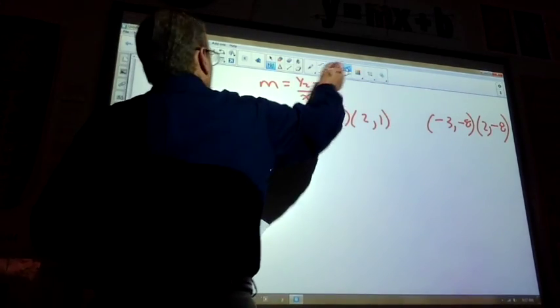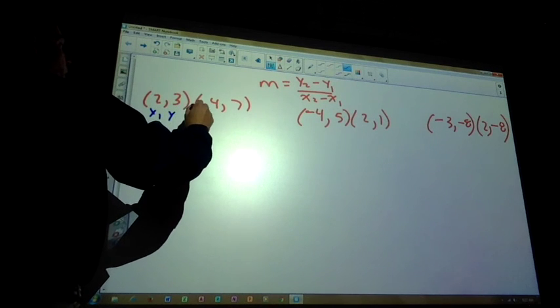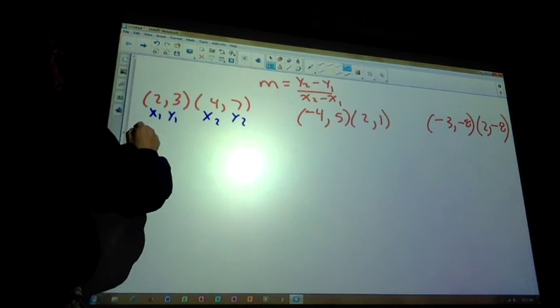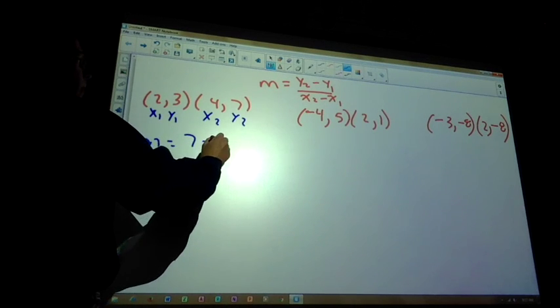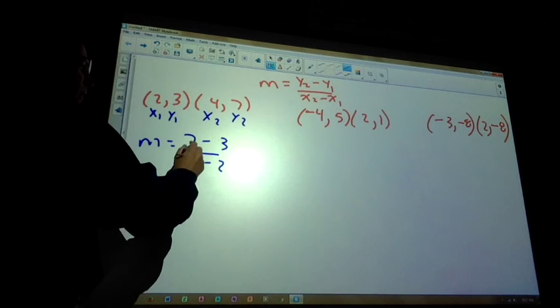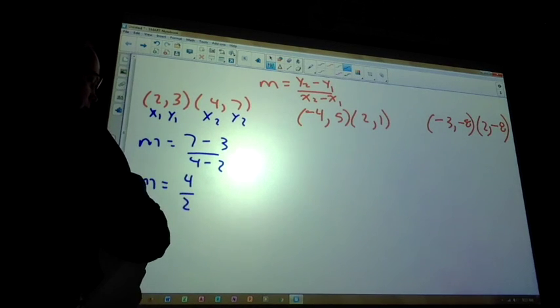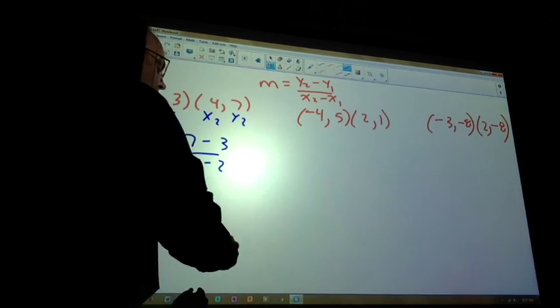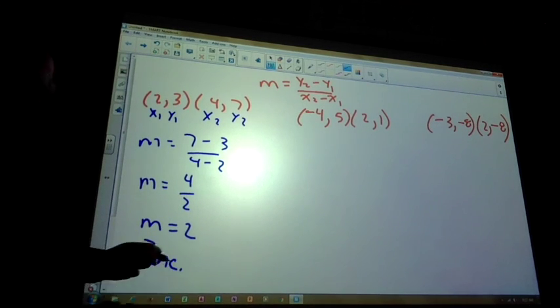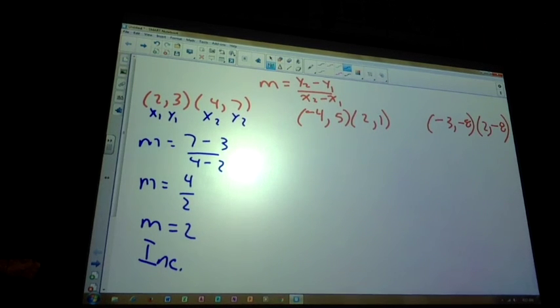So when I come up here, I'm going to label this x1, y1, x2, y2. And we'll plug into our equation. So I'm going to get 7 minus 3 and 4 minus 2. So what is that? 4 over 2, which reduces just to 2. Okay? Being this is a positive 2, that means it's increasing. Okay? Positive slope increasing. Negative slope decreasing.